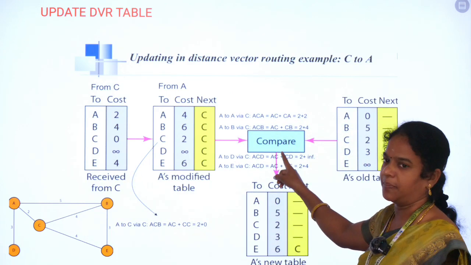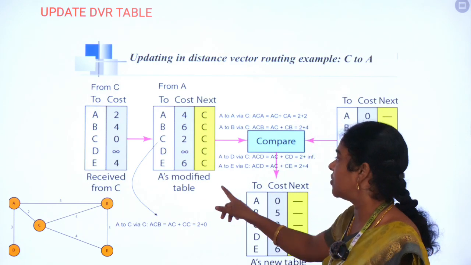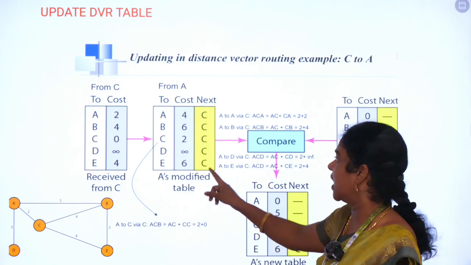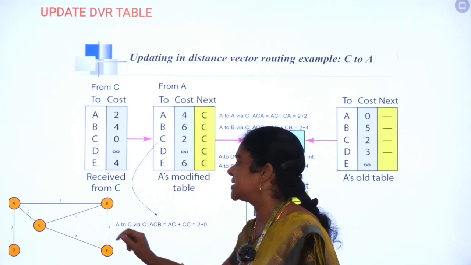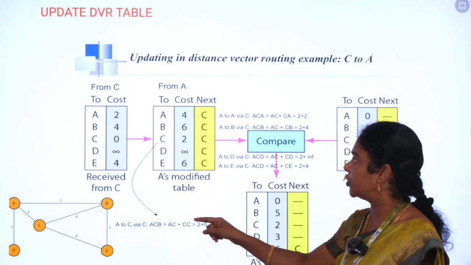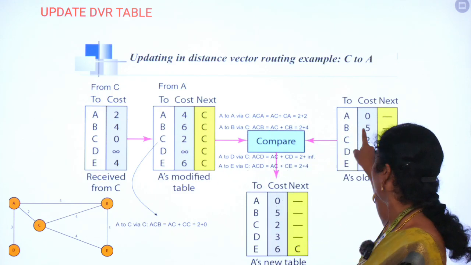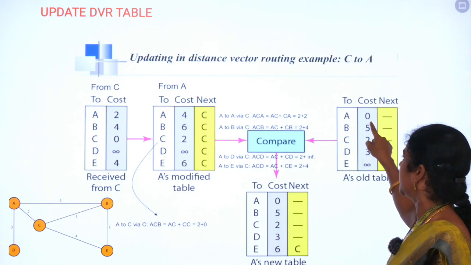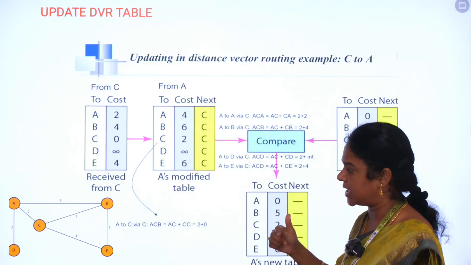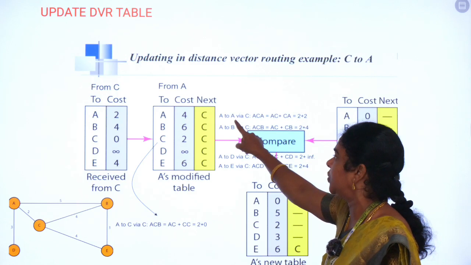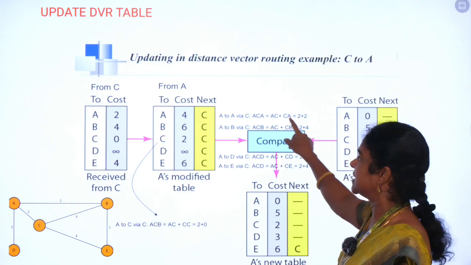Now we apply the sharing. We compare A and C and modify the A table. What is the modification of the A table? We use A to C. In this diagram, for A to A, the self node, generally the cost is 0, but using C, A to A via C is A to C and C to A. So 2 plus 2, the cost is 4.